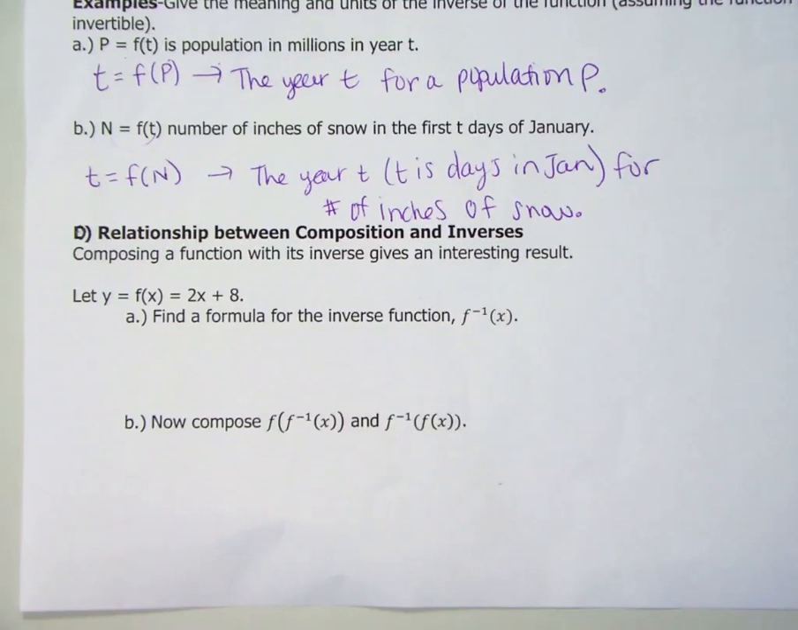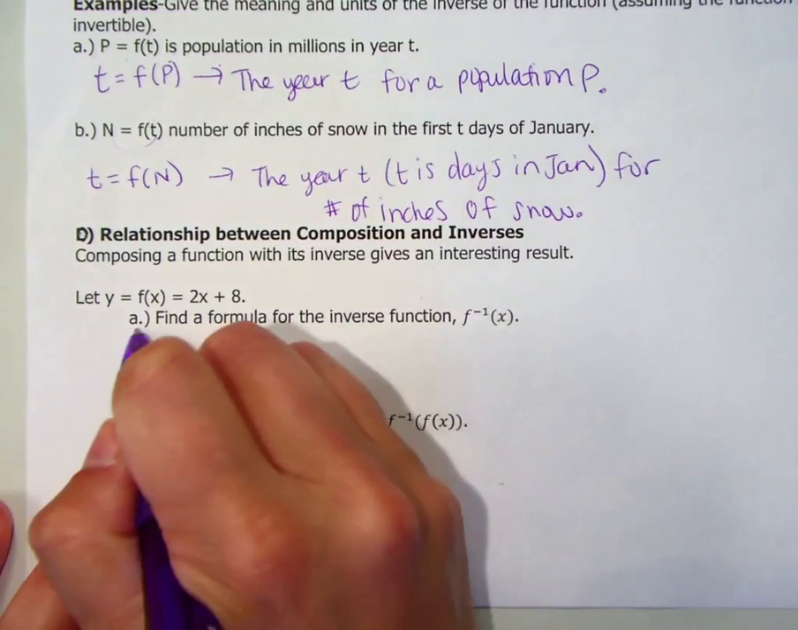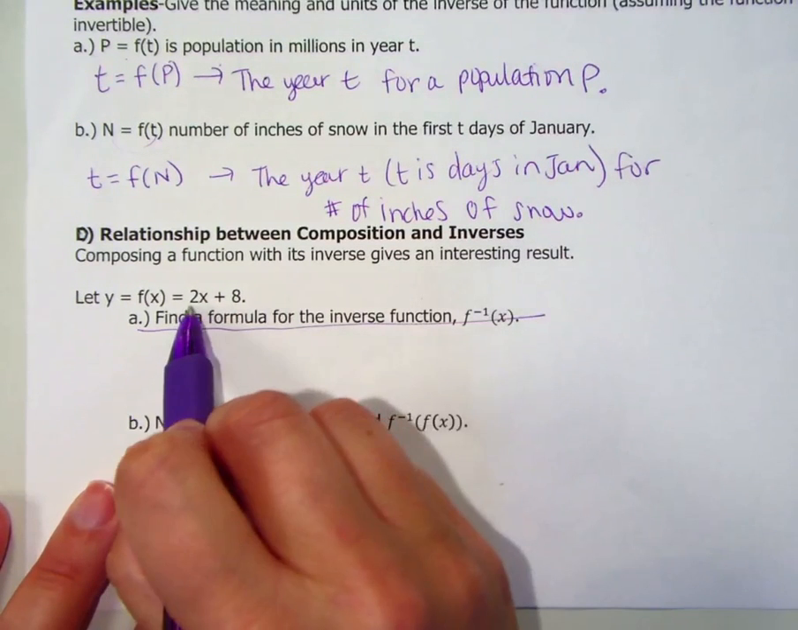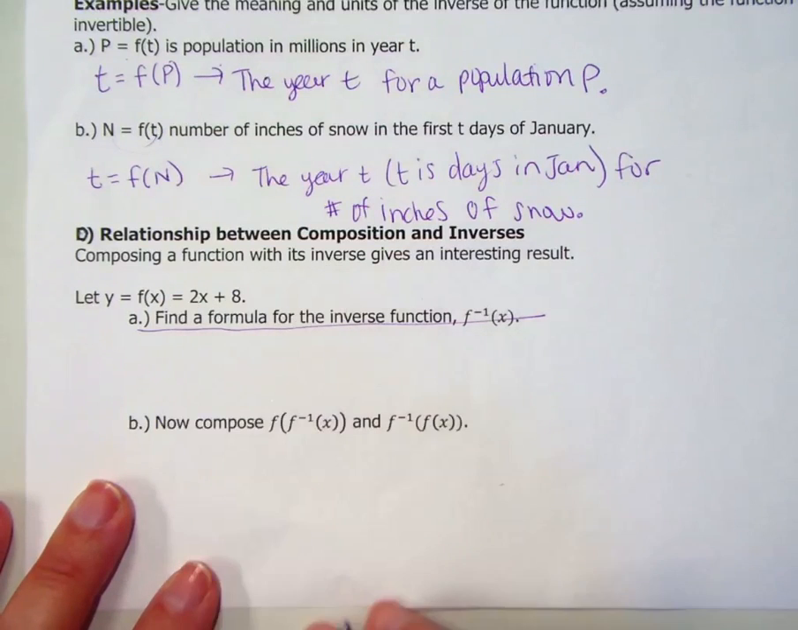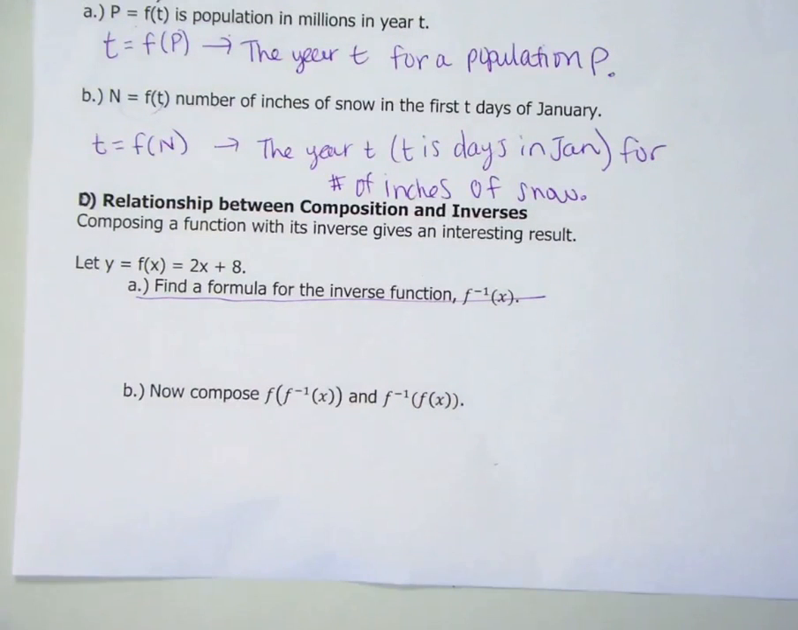Okay, last little thing here, and this again is something that you saw just a smidgen in Algebra 2, and that's the relationship between composition and inverses. So here's what I want you guys to do first. First, I want you to find the formula for the inverse of function f. So do that now on your own. Find the inverse algebraically.